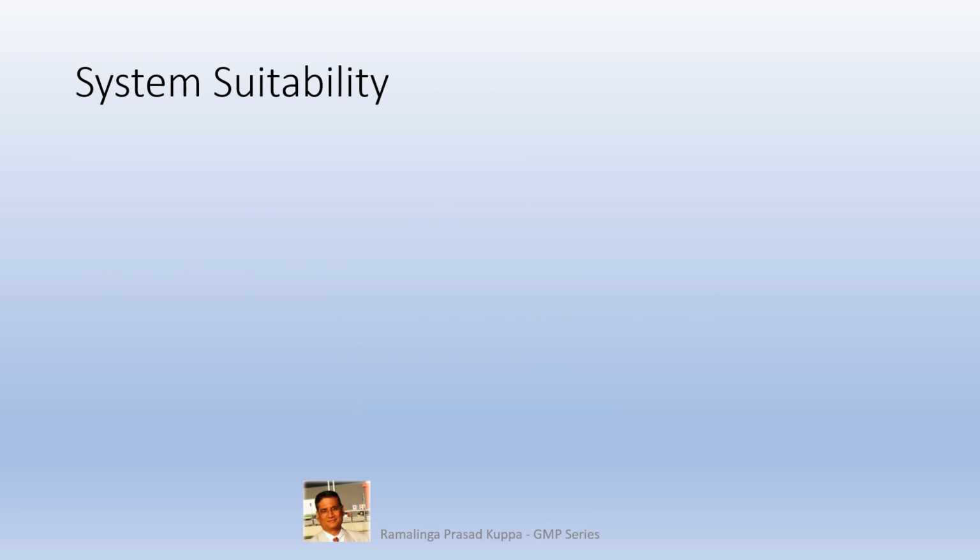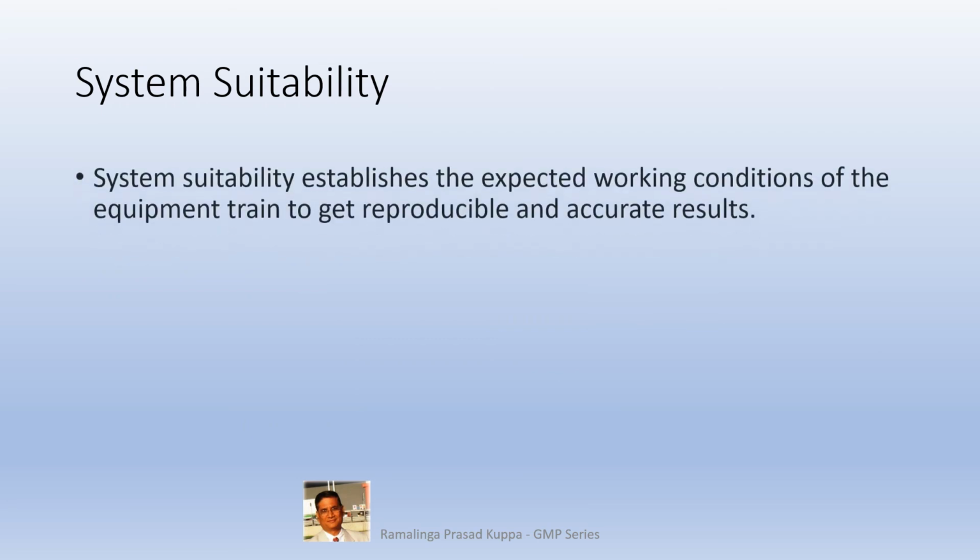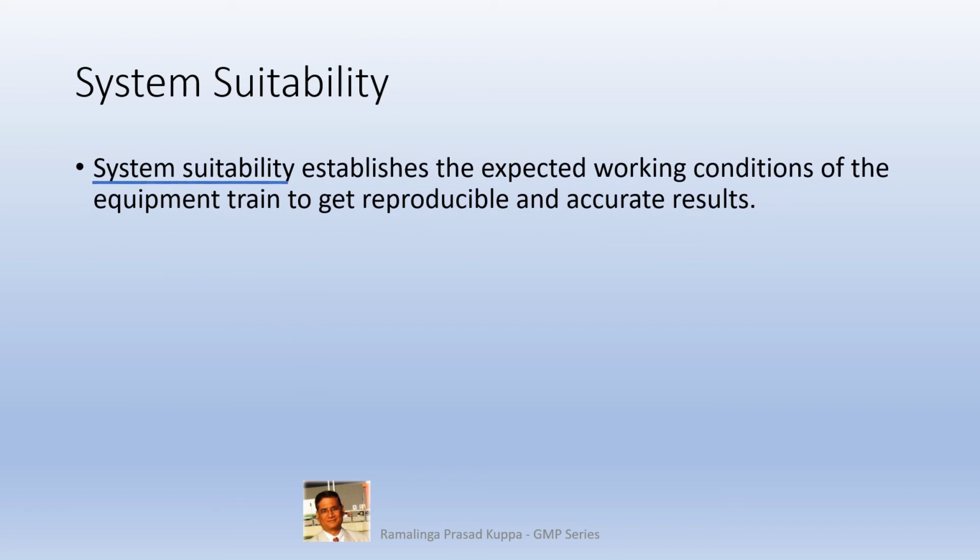Let us see what is system suitability. System suitability establishes the expected working conditions of the equipment train to get reproducible and accurate results. It is simple to understand. If all the parts of the equipment train work as expected, it is considered as system suitability for getting good results. Here, equipment train means the mobile phase, delivery system, injector, detector, and most importantly, the column.